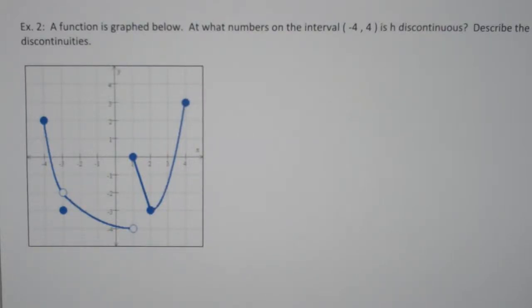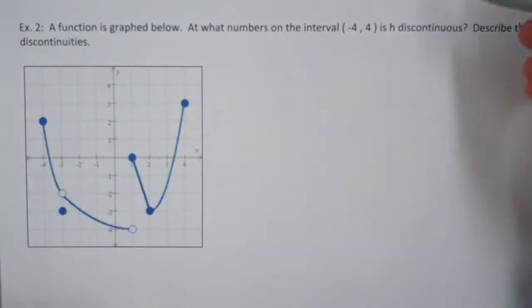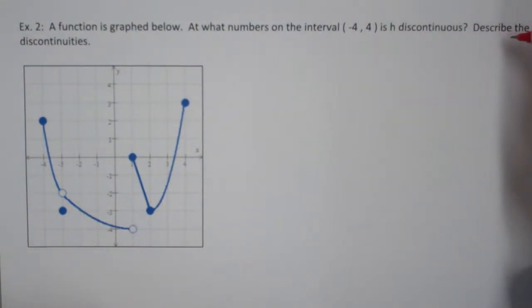In example 2, we have a function graph below. We want to know at what numbers on the interval, so this is going to be an x interval, -4 to 4, is h discontinuous. And we'll describe the discontinuities.